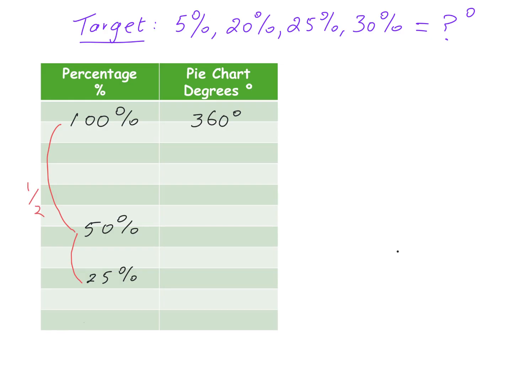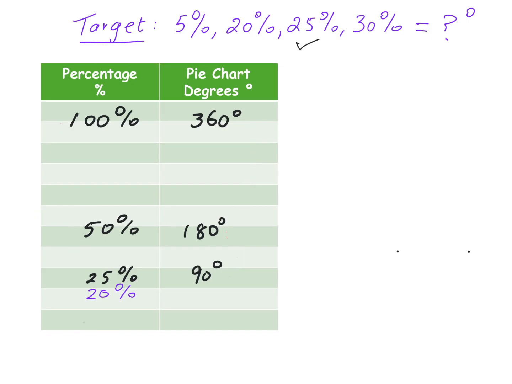So then we're going to do the same thing in terms of the degrees. So let's go from 360 degrees, and we can halve that, and that'll get us to 180 degrees. Then we can halve it again. That will get us to 90 degrees. So that's 25% done, converted.